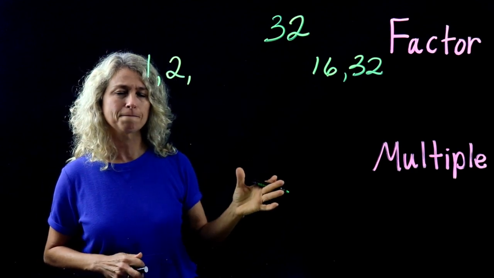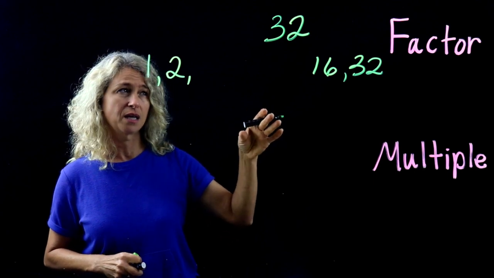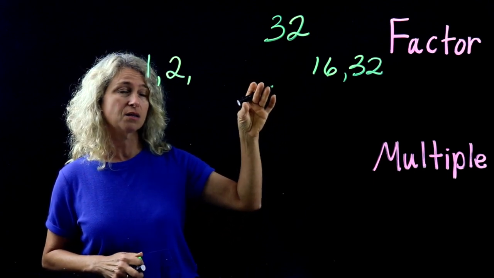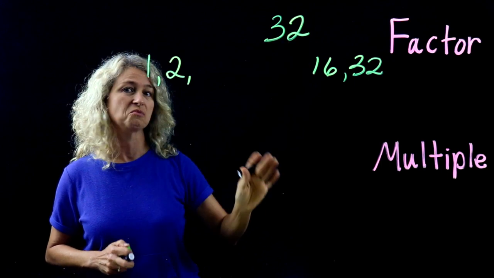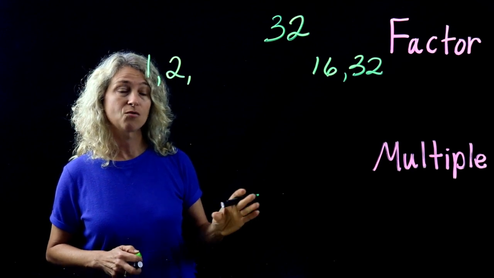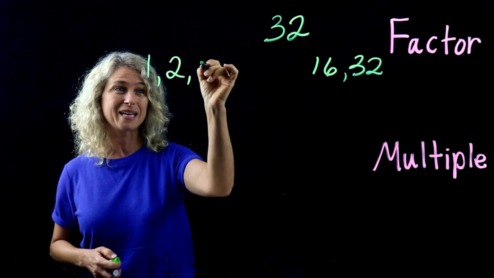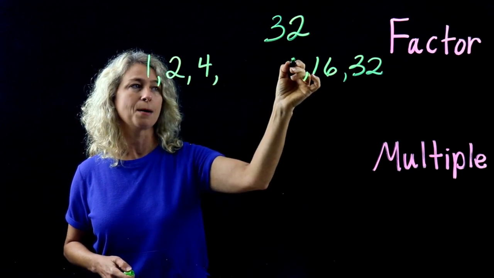Anything times 3? 3 times 10 is 30, and 3 times 11 goes over, it's 33. So we're not going to use 3 as a factor. What about times 4? Oh, 4 times 8. Yeah, so when you know your multiplication facts, this really helps you out.